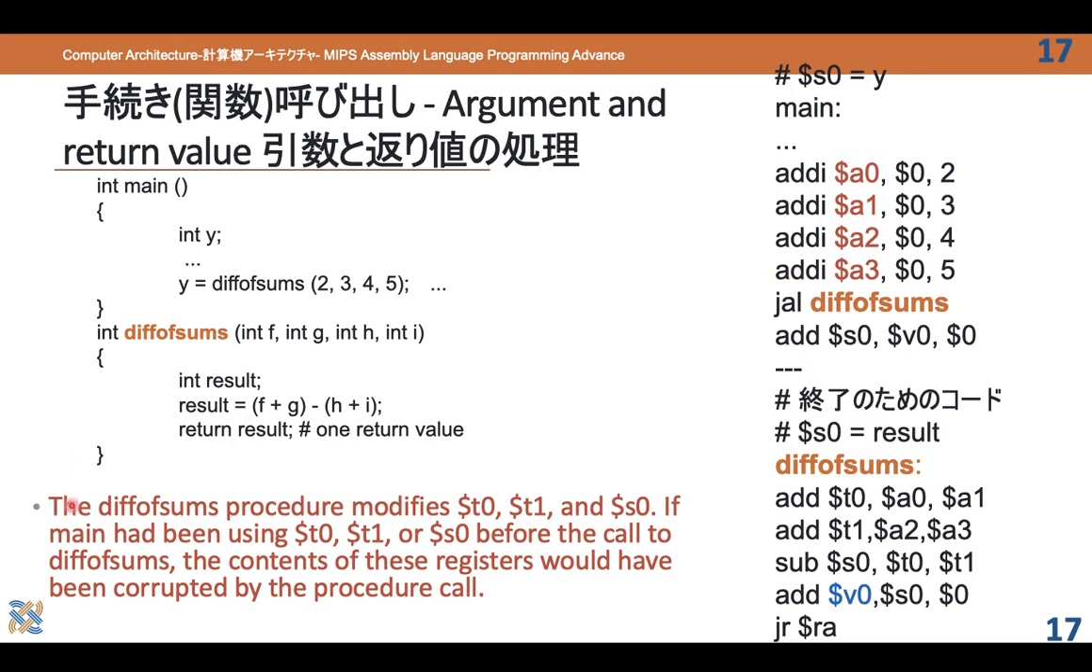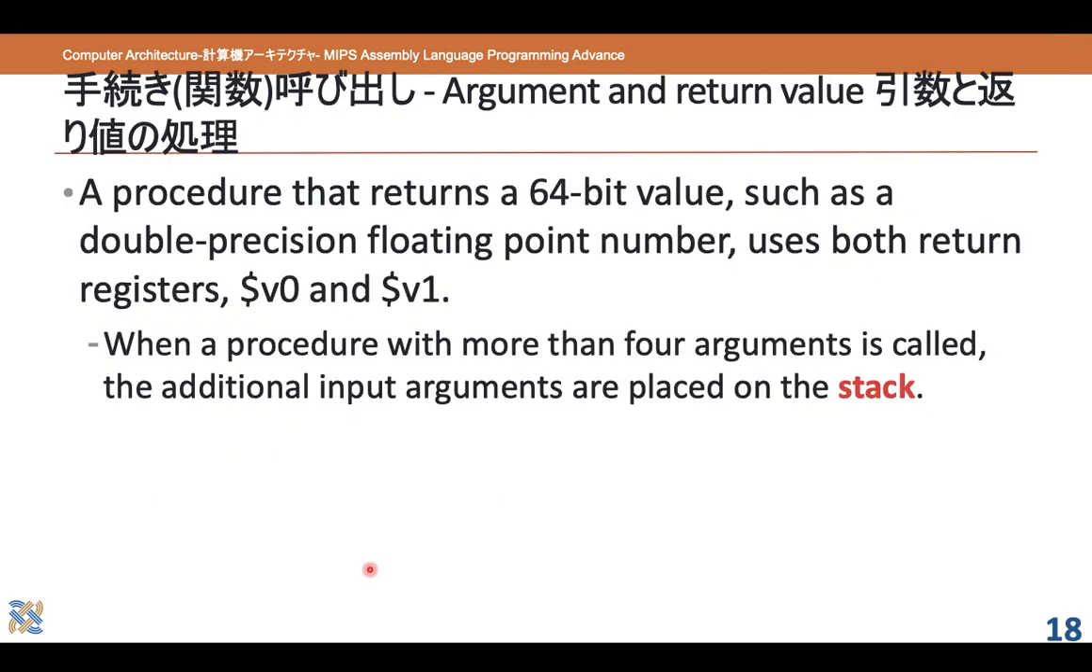Here I wrote this situation, so you have to care about it. The diff of sum procedure modifies t0, t1, and s0. If the main had used t0 and t1 or s0 before the call to the diff of sum procedure, the content of the register would be corrupted by the procedure call. Well, this thing we have to address.